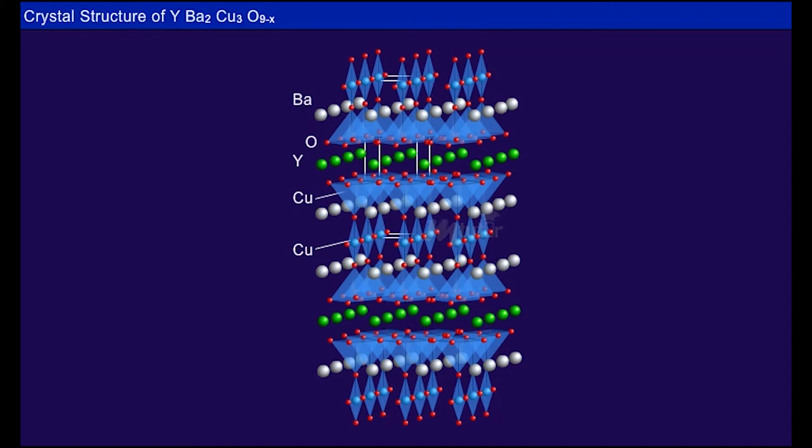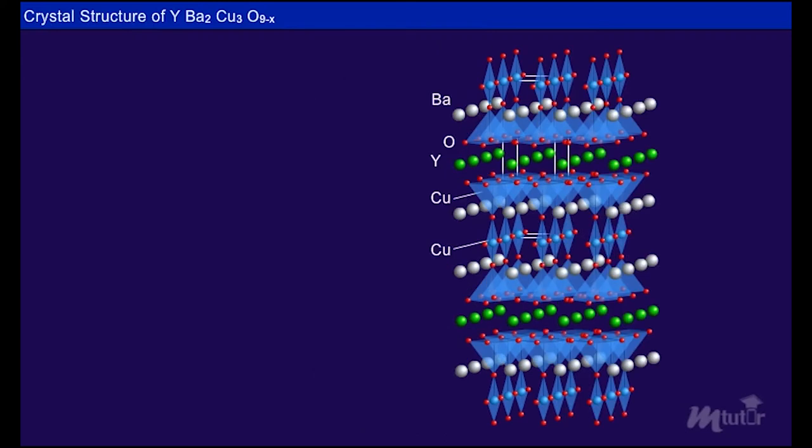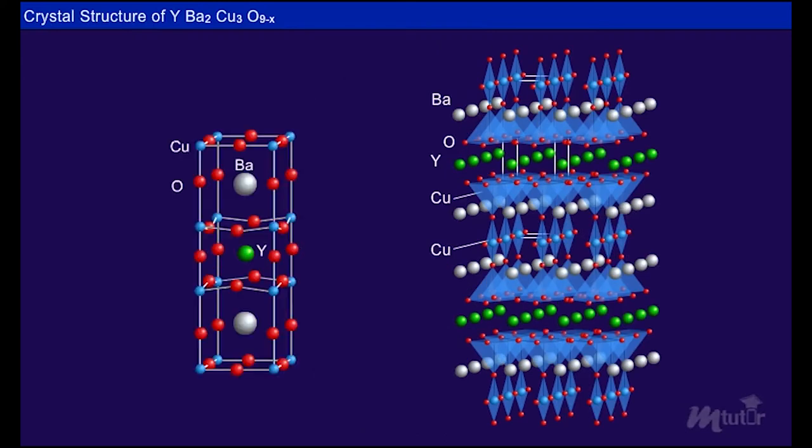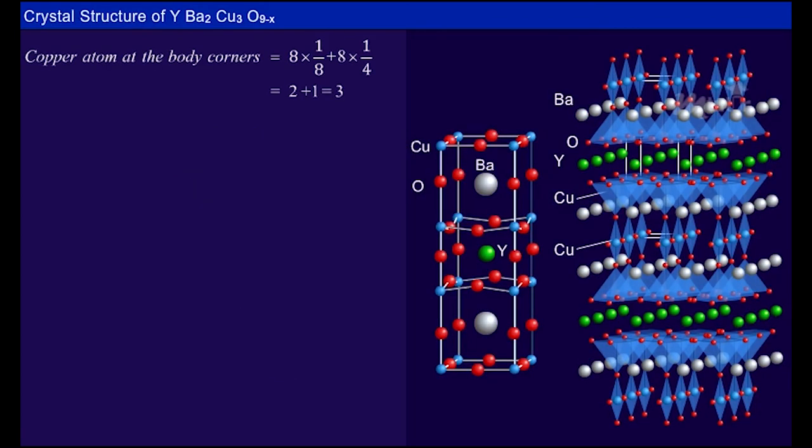The prepared oxide YBa2Cu3O9-x is related to the cubic perovskite structure. In this structure, three body-centered cubic unit cells are stacked one above another. Copper atoms at the body corners is given as 8 into 1 divided by 8 plus 8 into 1 divided by 4, which is equal to 2 plus 1, which is equal to 3.